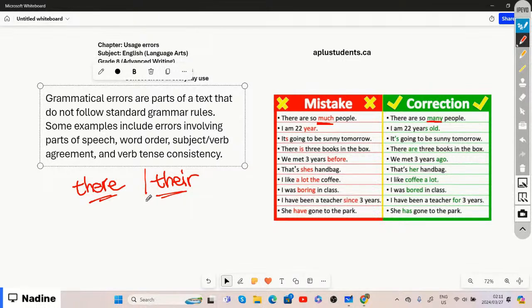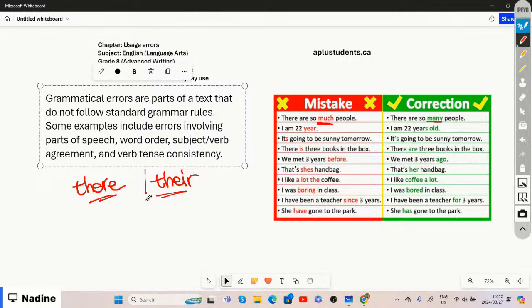It's going to be sunny tomorrow. Its, which is I-T-S, straight. Its going to be sunny tomorrow. Right? So that is incorrect. The correct way of writing it is it's with an apostrophe S. So it's with an apostrophe S because now it says it is, not just its. It is going to be sunny. It's going to be sunny tomorrow.